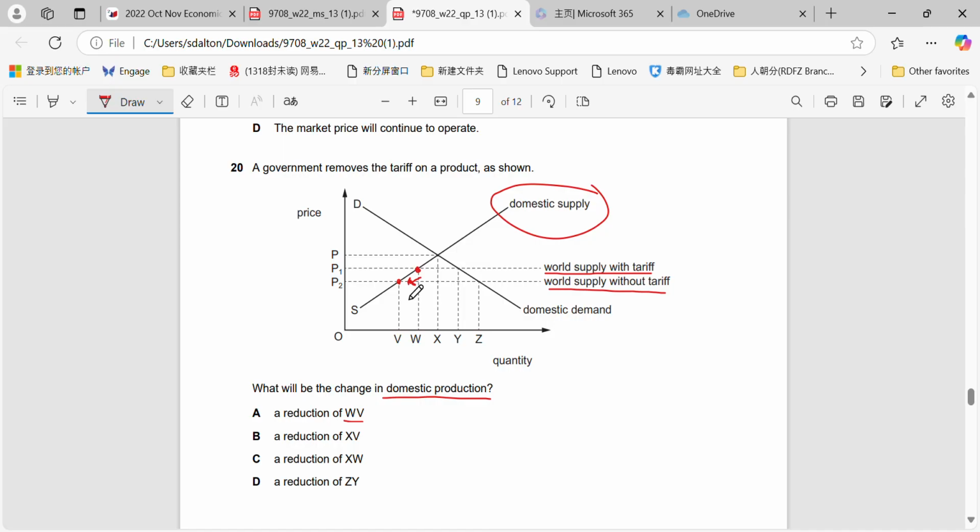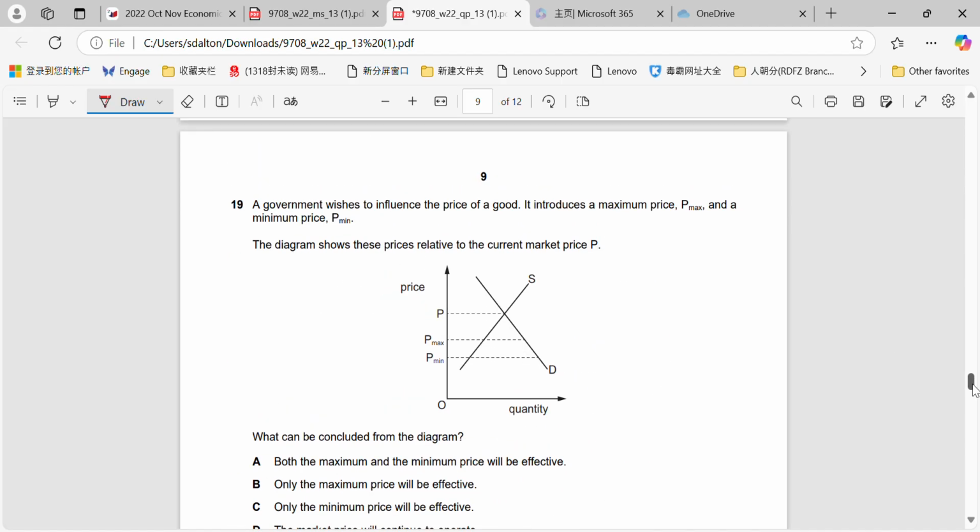Okay, so once we get rid of the tariff, how do you interpret this graph? The domestic supply will decrease because now it's easier to import goods. So the domestic supply is now less competitive against their international competitors, which means that they're going to sell less and supply less because of that. So very simple, A.